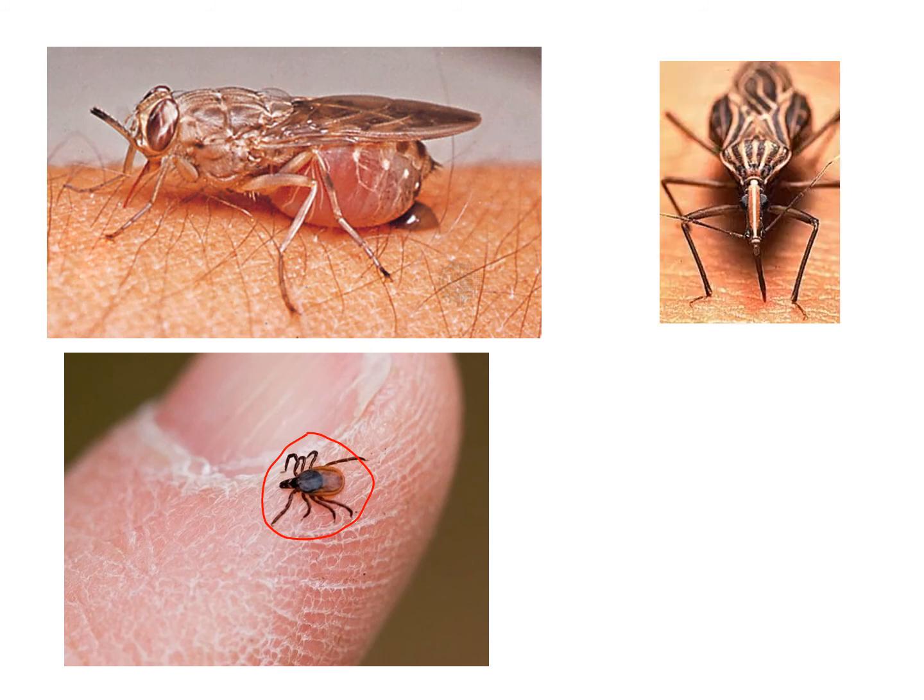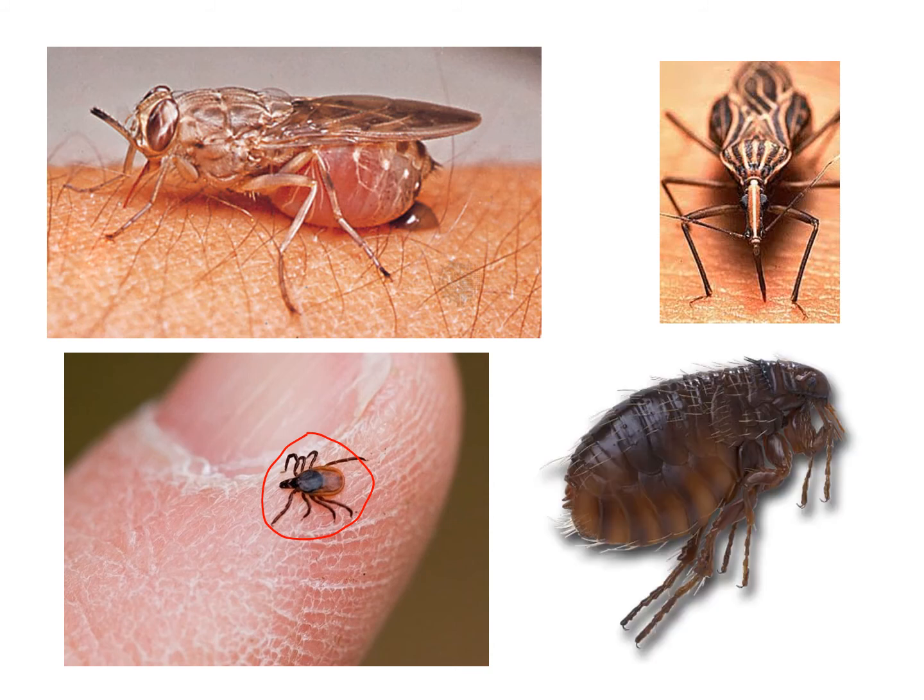Related to that is the kissing bug. Kissing bug is also found in Africa, and that transmits Trypanosoma cruzi, which causes Chagas disease. And then this is kind of famous in history. This is a flea. And the flea is most known for transmitting Yersinia pestis, which causes plague.